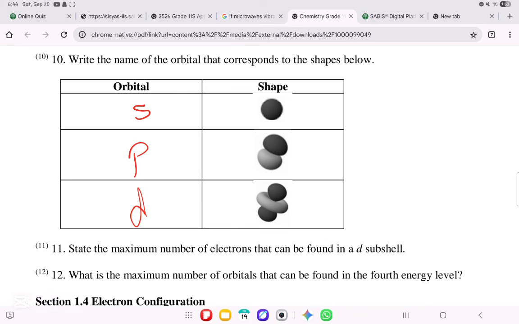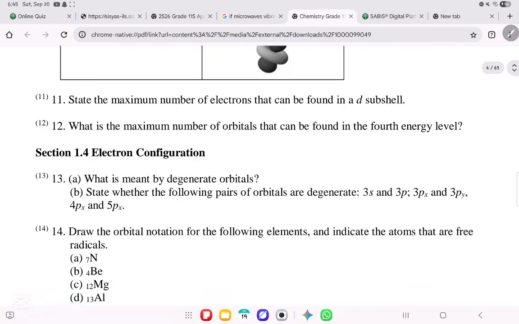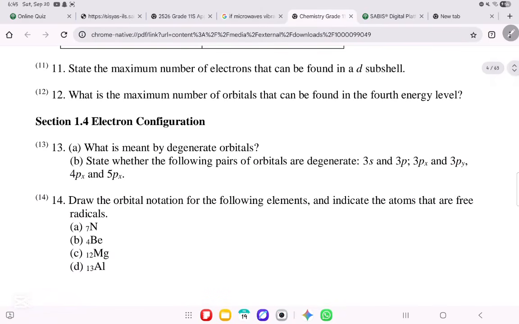State the maximum number of electrons that can be found in a d subshell. It's 10. And what's the maximum number of orbitals that can be found in the 4th energy level? What's the equation for the maximum number of orbitals? It's n squared, where n is the energy level. So 4 squared, so it is 16. Perfect. Question number 13 now.